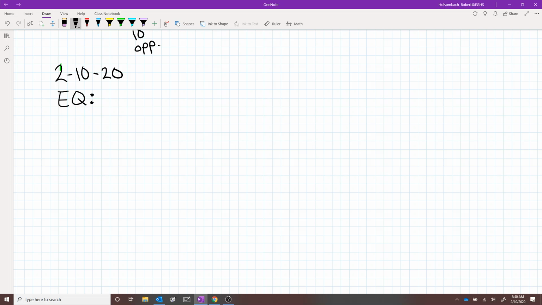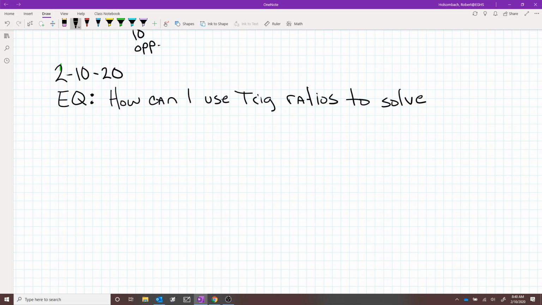Okay, for one more day, we're going to be working off of that essential question, the same one we worked off of last week. How can I use trig ratios to solve triangle problems?